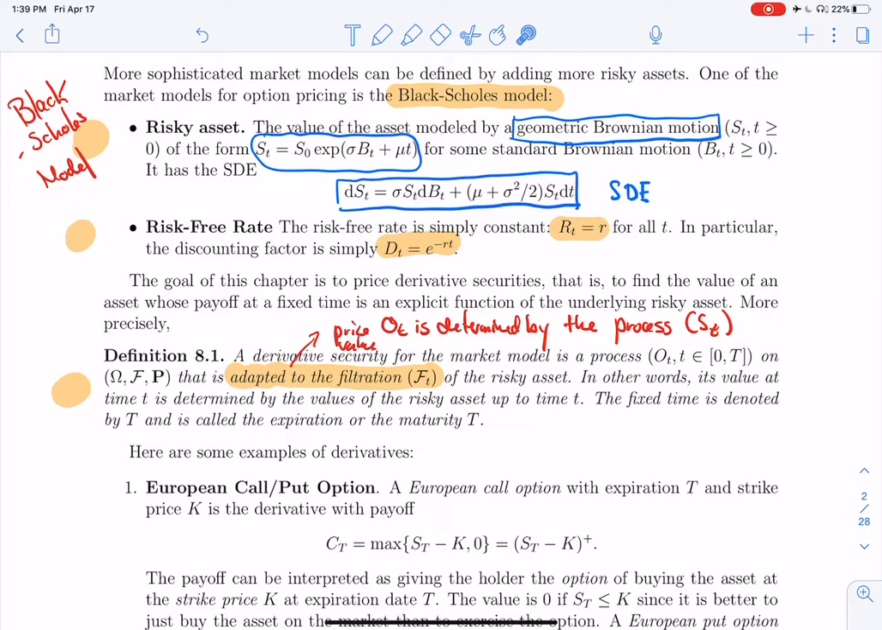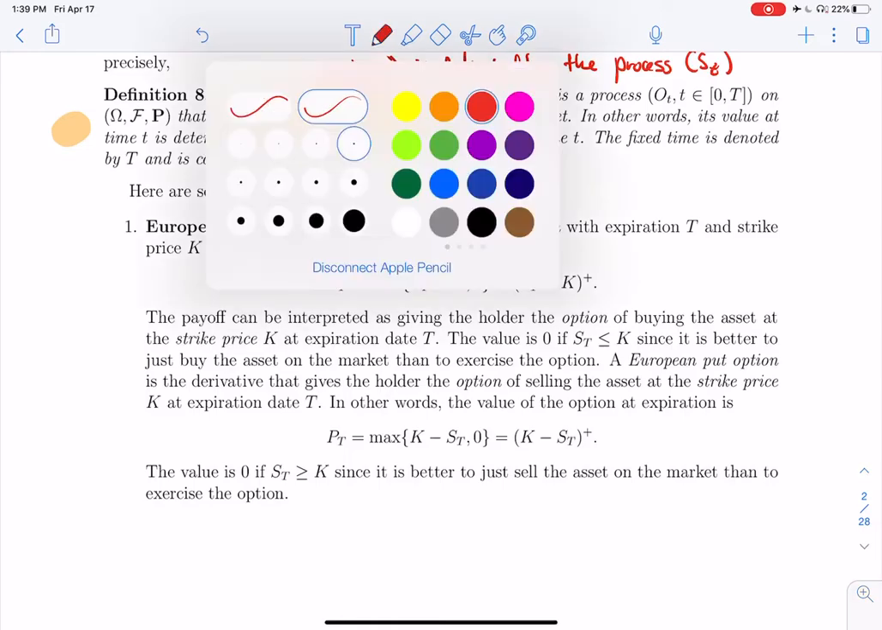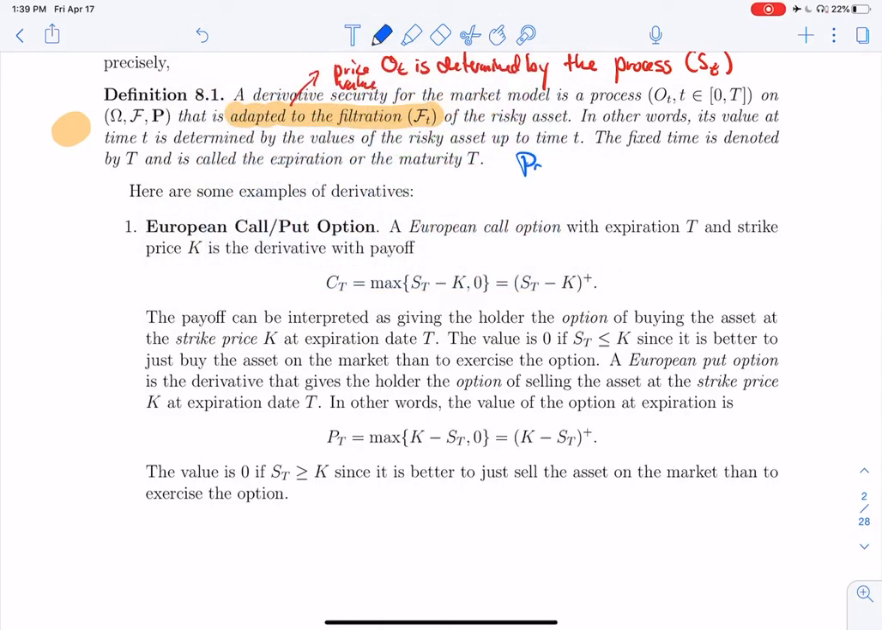Okay. All right, so here's some classical examples of derivatives. So now from a derivative, we have the payoff. So what's the payoff? The payoff is the value at maturity or expiration. And so therefore it's O big T.